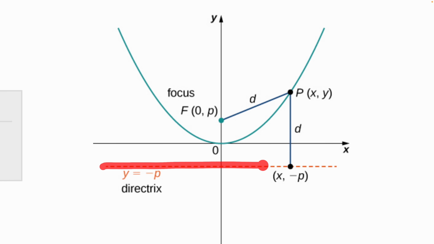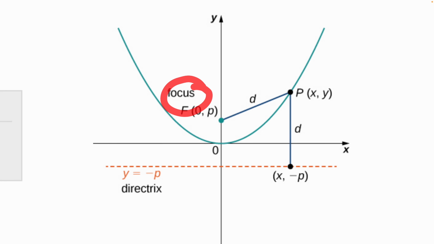Then this horizontal line, well, what's true about this horizontal line? It has all y values the same. And if the focus is at (0, p), then this point here would be (0, negative p). Hence, the directrix is given by the equation y equals negative p.